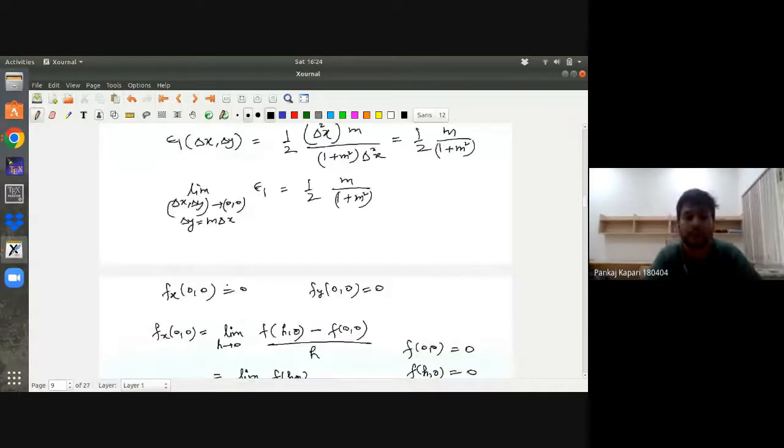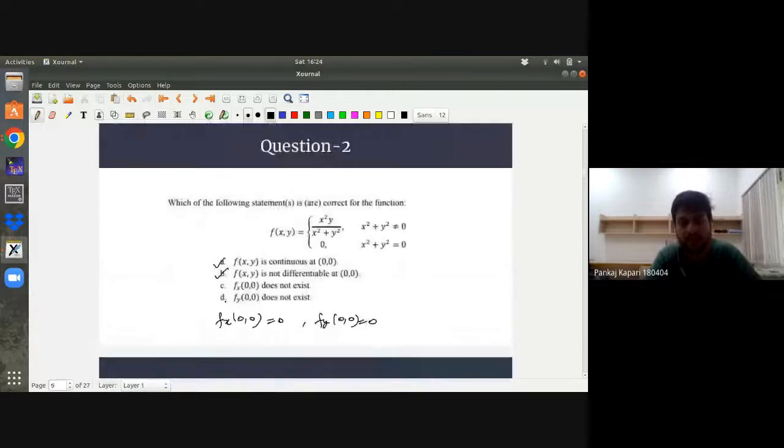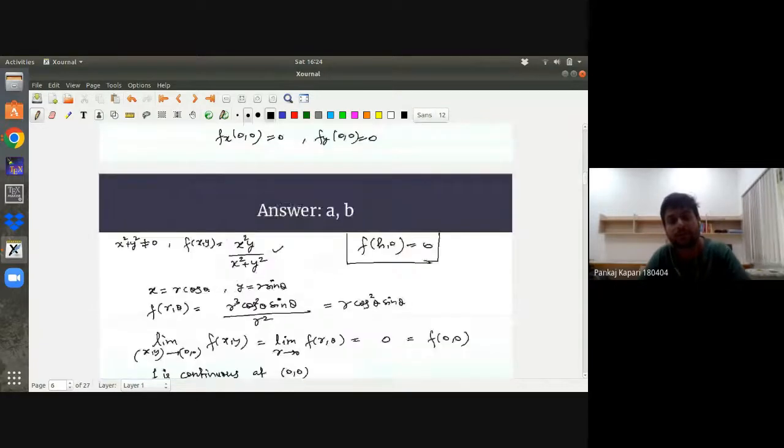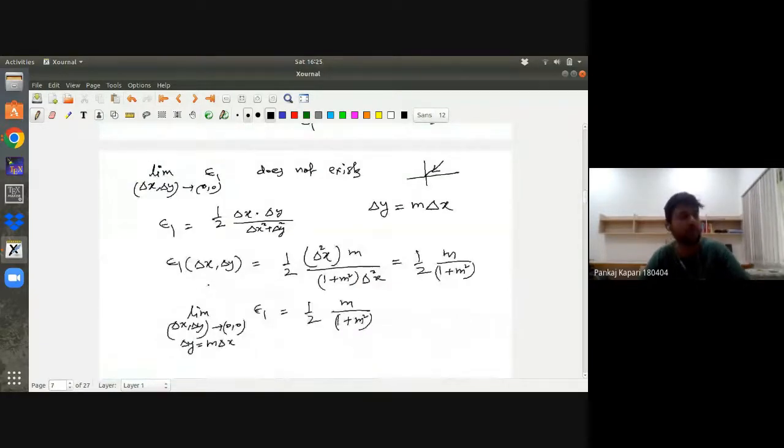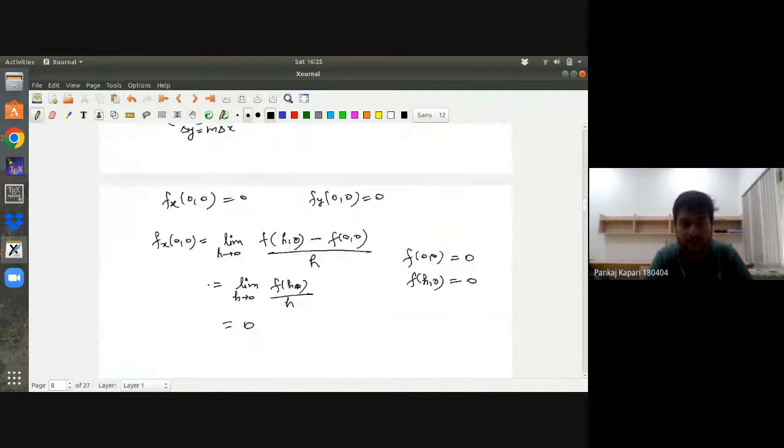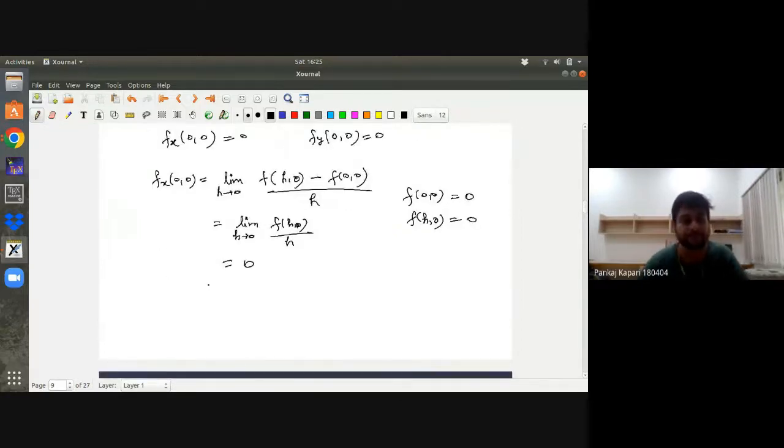So the last two options were false. C and D were false because they say that the partial derivative doesn't exist at the origin, but we know that the partial derivatives exist at the origin and their values are 0, 0. Are there any questions regarding this problem? If there are no other questions, let's move to the next problem.